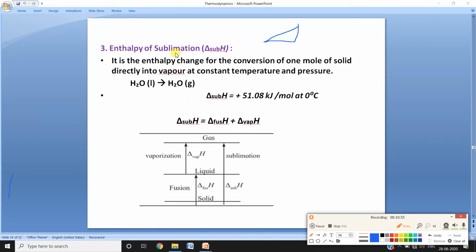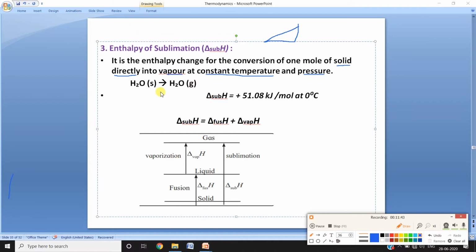So how to define the enthalpy of sublimation? It is the enthalpy change required for conversion of 1 mole of solid directly into vapor state at a constant temperature and pressure. That is called enthalpy of sublimation. So sublimation means a solid directly converts into vapor or gaseous state.